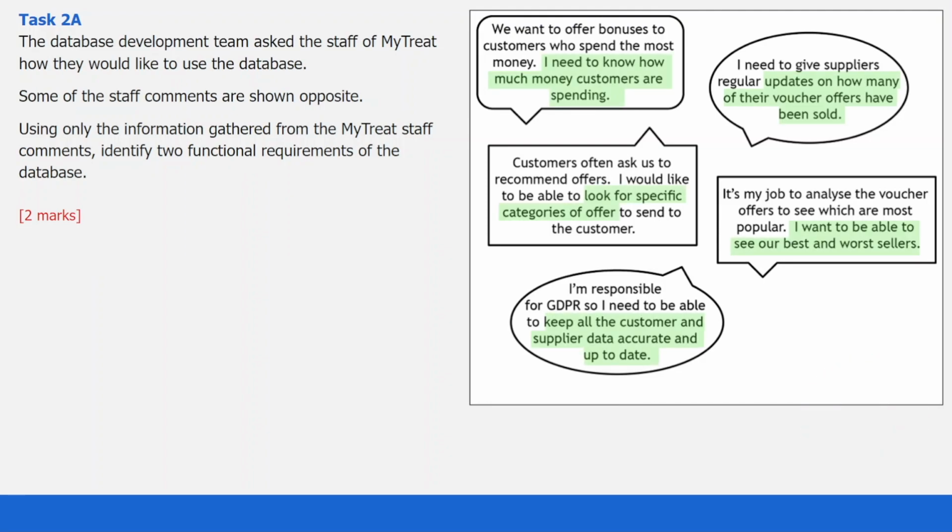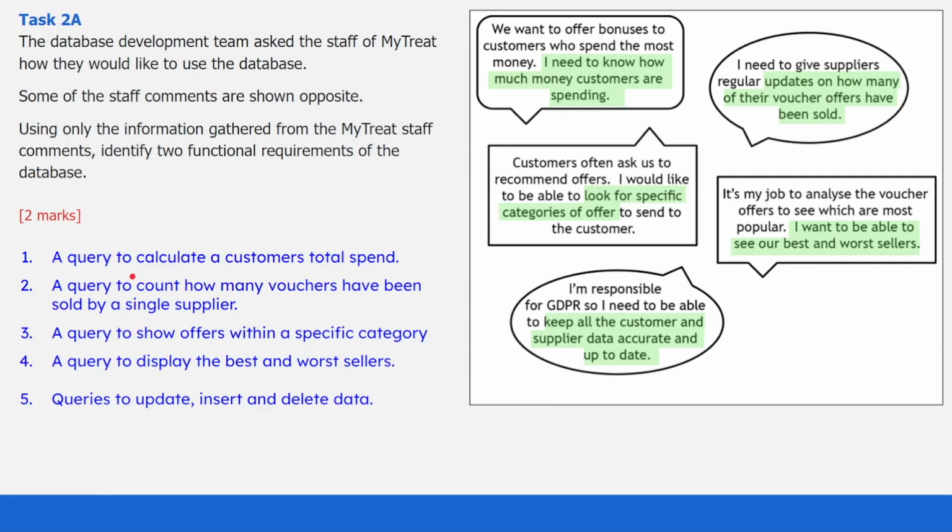Each member of staff has a different end user requirement that they want the database to perform. And from these end user requirements, we can develop a functional requirement. So we want a query to calculate a customer's total spend, as per this first user. We want a query to count how many vouchers have been sold by a specific supplier. We would like a query that looks for the offers within a specific category. We want a query that shows the best and the worst sellers. And then lastly, we want queries that allow us to insert, update and delete data.